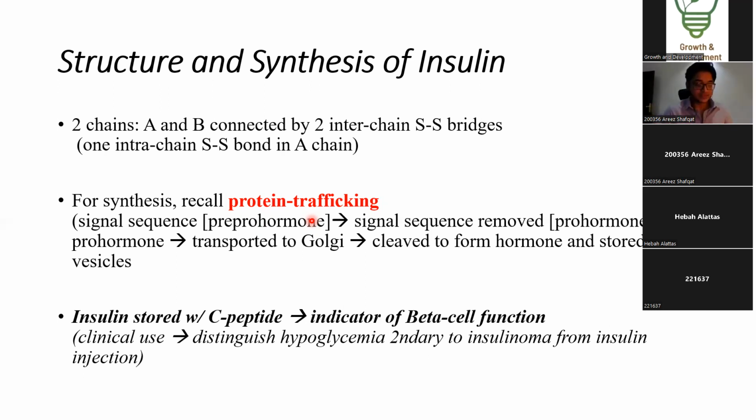Why is that important? Because you can measure C-peptide in the blood, and that gives you an idea of how well the beta cells are functioning. So let me give you an example. A guy presents to your clinic with hypoglycemia. You suspect there could be two situations here. There could be many situations, but for the sake of this example, there could be two.